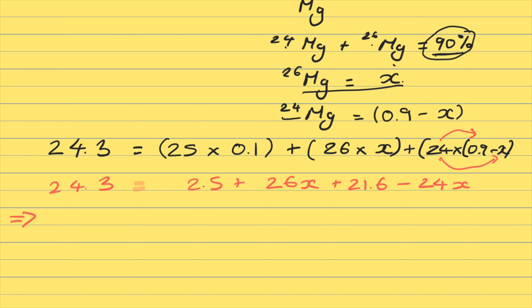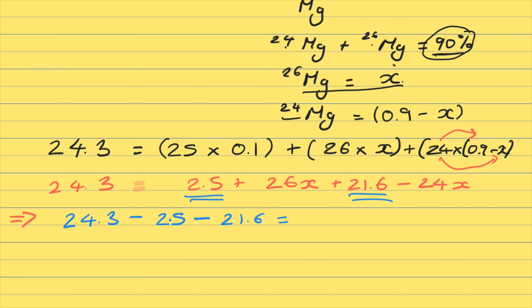So let's now deal with the rest of this equation. The numbers, I'm going to move over to the left hand side and subtract them because they're positive, and the x's I'm going to combine and keep on the right hand side. So I'm going to do 24.3 minus 2.5, minus 21.6.